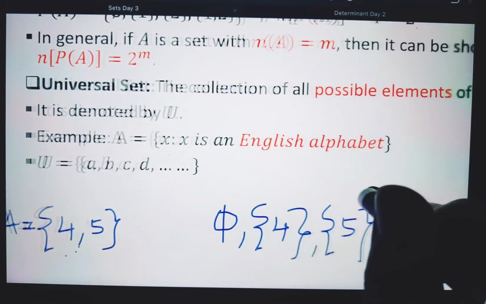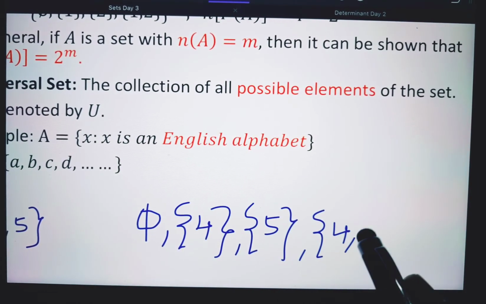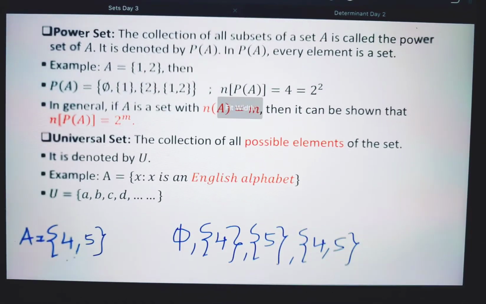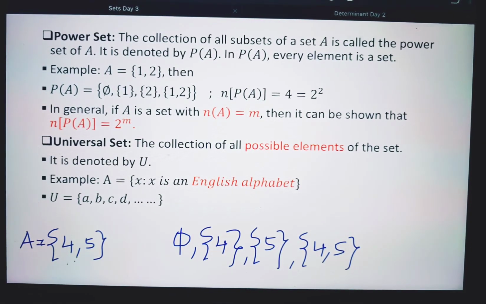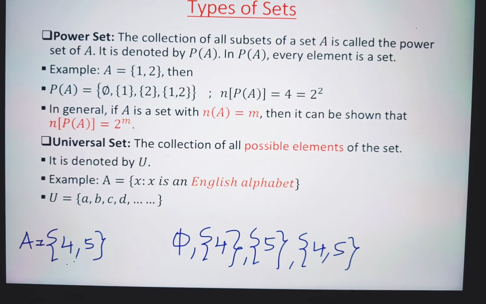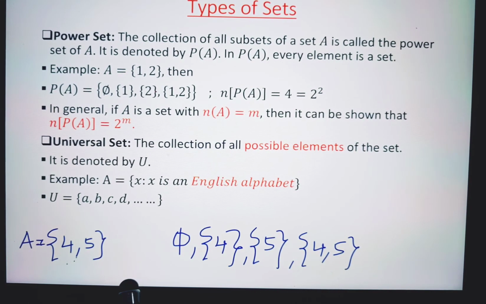Now, next one, tell me. Is this one a subset or not? Tell me. Now all the elements 4 and 5. This is also all the elements 4 and 5. So this is also a subset of this one, A, right? So this is also a subset. Now, can you think of any more subsets of A? There are no more subsets of A. Understood? So these are the 4 possible subsets of A.